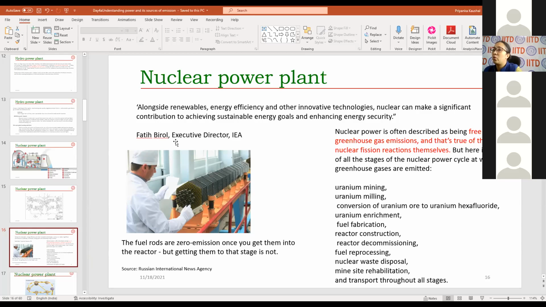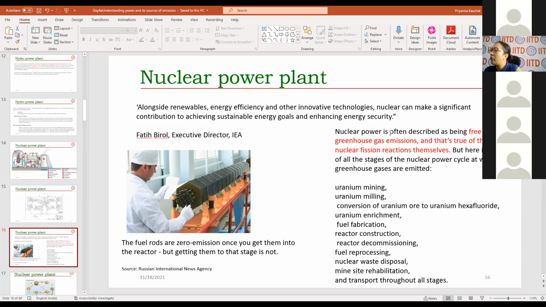This is Fatih Birol's statement. He is the executive director of the International Energy Agency. He says that alongside renewable energy, efficiency, which is very important, and other innovative technologies, nuclear can make a significant contribution to achieving sustainable energy goals and enhancing energy security. So the world is moving toward nuclear. When the ED of the IEA says so, we are moving toward nuclear. We have to take him seriously, right?